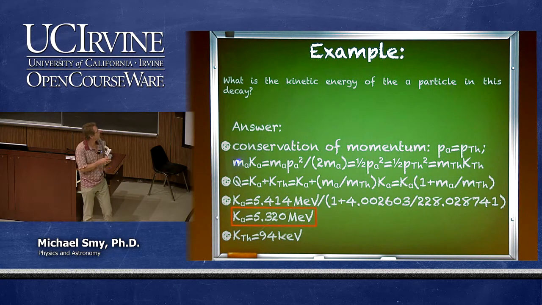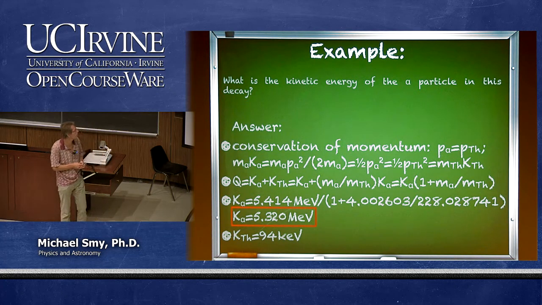So we have this equation that mass of the alpha times kinetic energy of the alpha equals mass of the thorium times the kinetic energy of the thorium. And the other equation is the Q value is equal to the kinetic energy of the alpha plus the thorium. And we can then express the kinetic energy of the thorium. We solve for the kinetic energy of the thorium, and we get that it's the kinetic energy of the alpha times the mass of the alpha divided by the mass of the thorium.